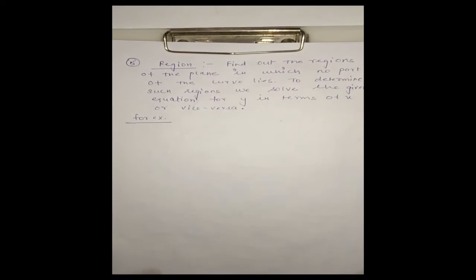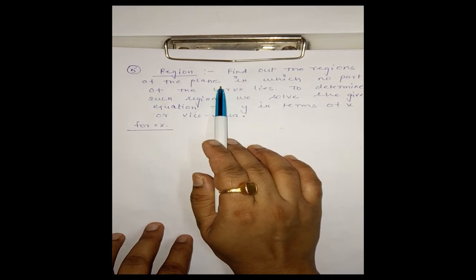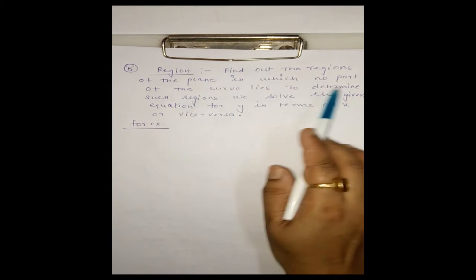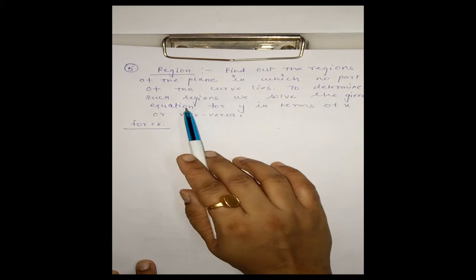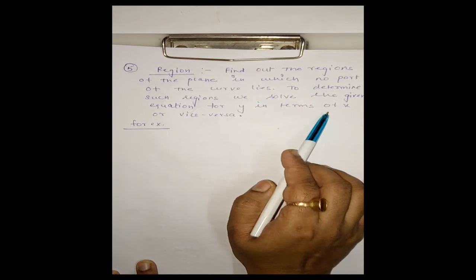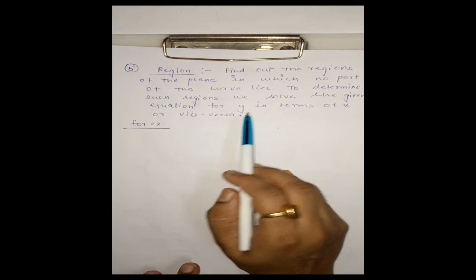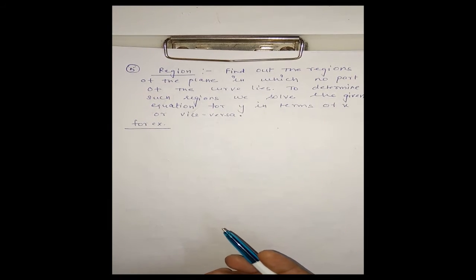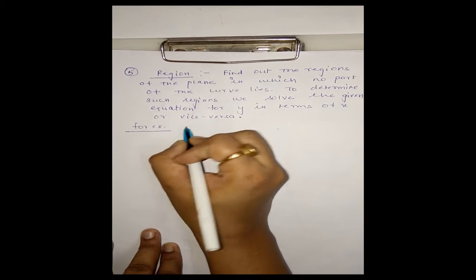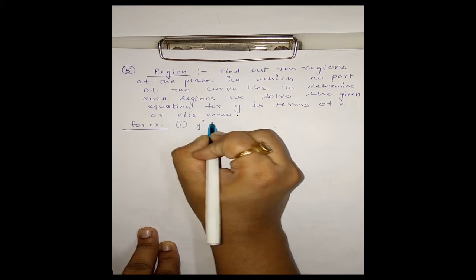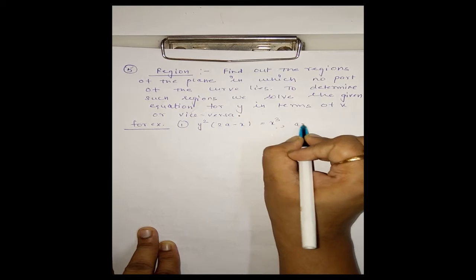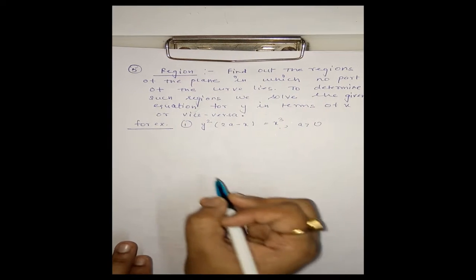Next part is region. Find out the region of the plane in which no part of the curve lies. To determine such regions, we solve the equation for y in terms of x or vice versa, and then check out where the curve lies, or check out the portion where curve does not lie. For example, if I consider the curve y square into (2a minus x) is equal to x cube, and a is positive, that is given to us.